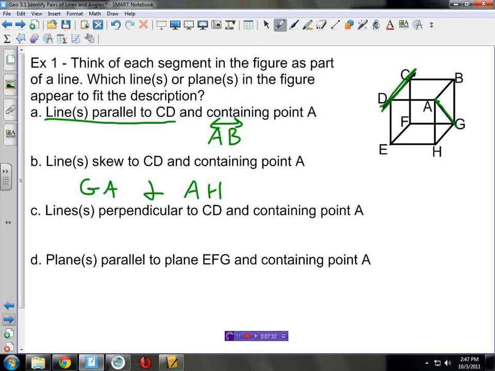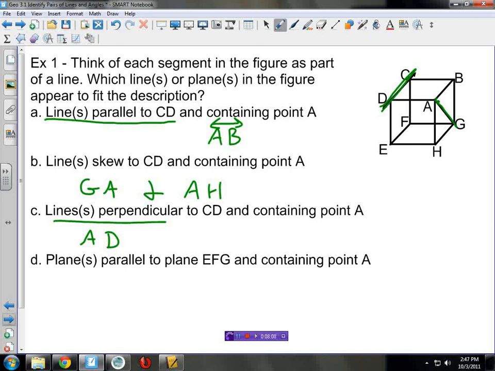How about lines perpendicular to CD and containing point A? What's perpendicular mean again? They make what type of an angle? 90 degree, right? So I'm looking for 90 degree angles here. Yeah, AD. Are there any others that are containing point A? AH does not intersect CD. They're not parallel or perpendicular.